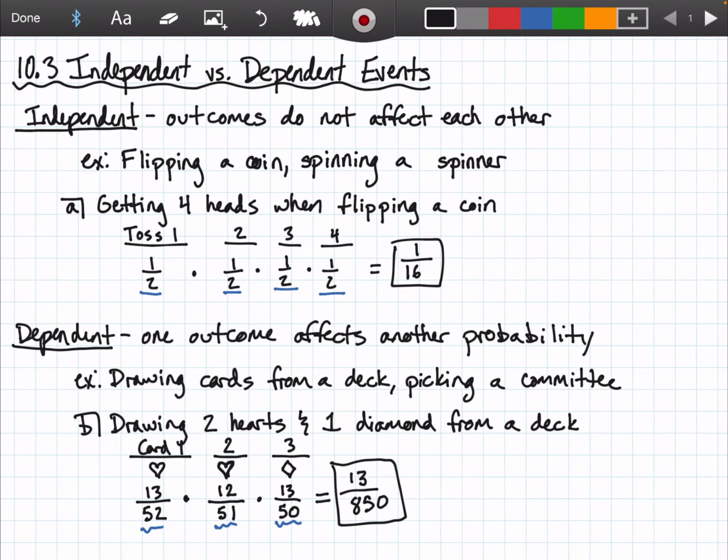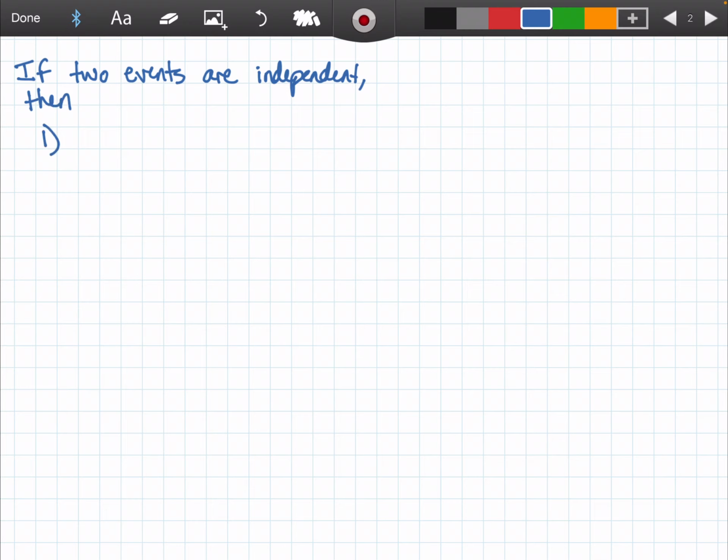Great. So those are the big differences between independent and dependent events, and now we're going to do some examples with that. There are two properties that happen with independent events. One of them is that the probability of both events happening is their individual probabilities multiplied together.